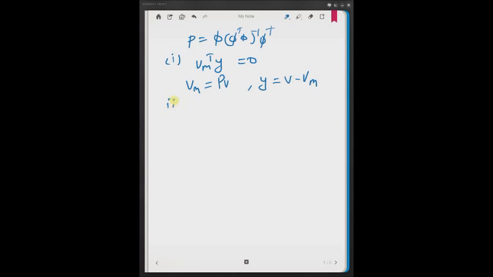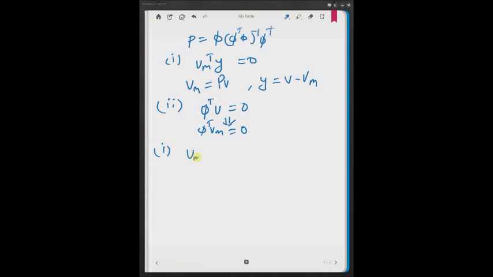And the second property is that if a vector V is in the null space of phi, then Vm should also satisfy that equation. That is, Vm should also be in its null space. If this is satisfied, then this should be automatic. This should result in this, that Vm is in the null space of phi. So let us see the first property.